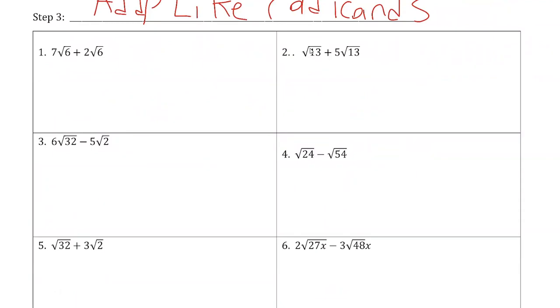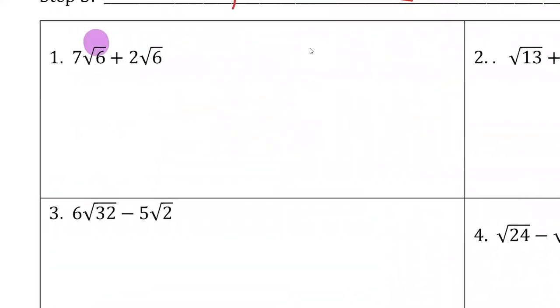Looking at this first example, like I said, the first thing you always want to check, and let me zoom in just a little bit, is your radical part. Look at those numbers underneath. Are they the same? In this problem, yes, they are. We have the square root of 6 and the square root of 6. So the radicands, or the numbers underneath, are the same. So you can add these together.